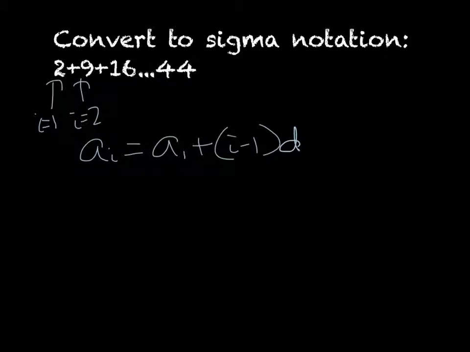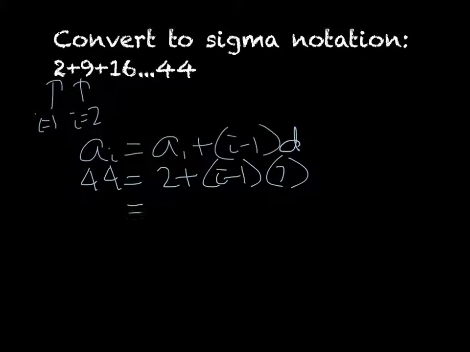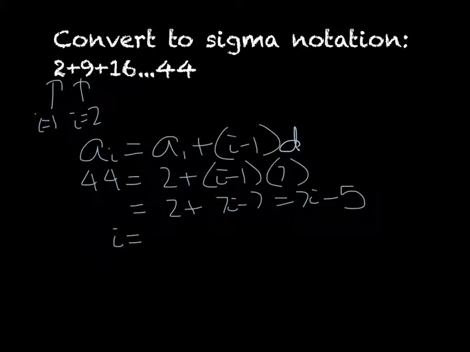And then we can plug in our 44 here to figure out what I that corresponds to. So that'll be 44 equals 2 plus I minus 1 times, our common difference is 7. So that's 2 plus 7I minus 7, or 7I minus 5. That means that I is equal to 7.